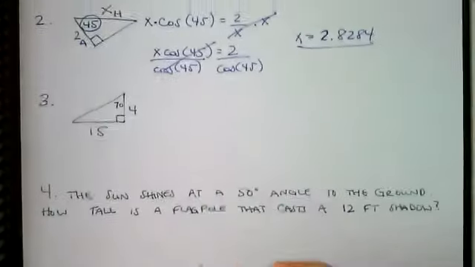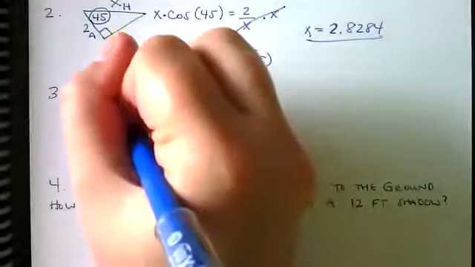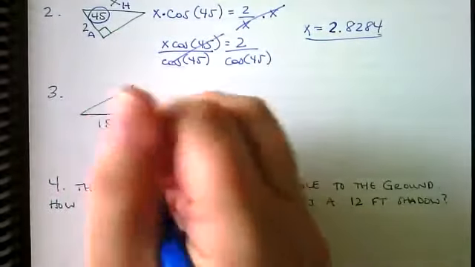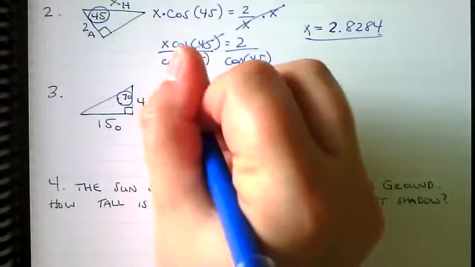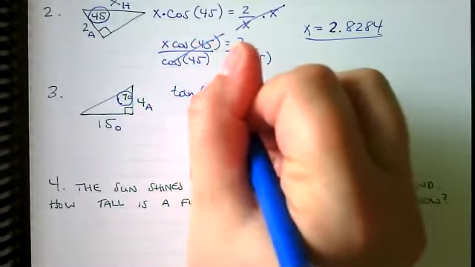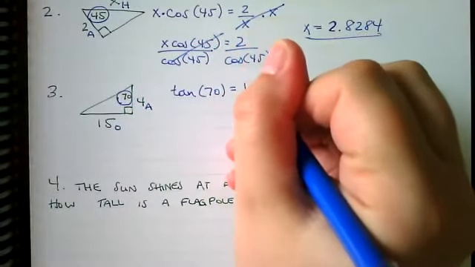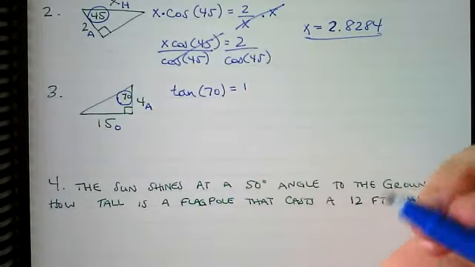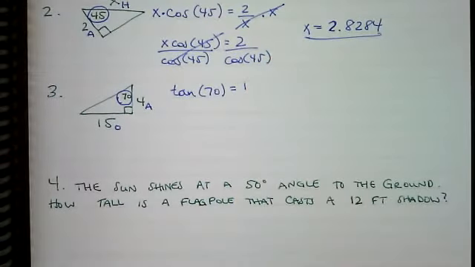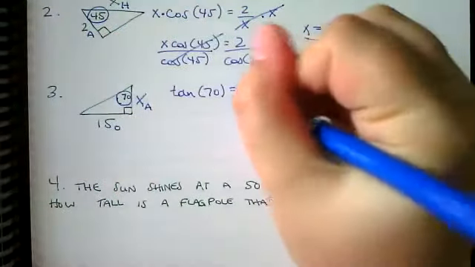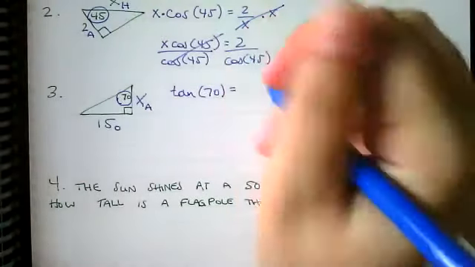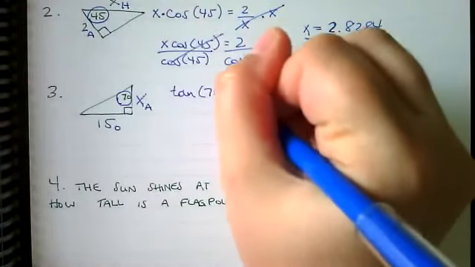Okay, question number 3. Angle is 70. 15 is my opposite side. 4 is my adjacent, so I'm going to use tangent. So I've got tangent of 70 equals, for this one, actually, we should be solving for this side. Sorry about that, guys. So my adjacent side is going to be x. So I'm solving for tangent of 70 equals 15 over x.